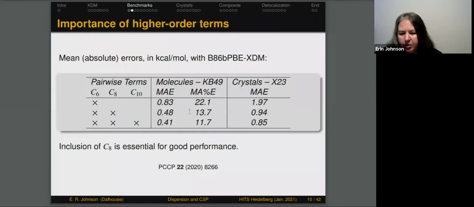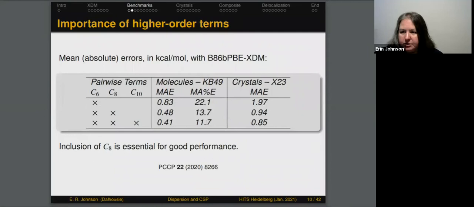However, if you include the C8 term in the dispersion energy, you're roughly halving your errors. So the C8 term is really essential for good performance. You can get the errors down to under half a kcal per mole for the KB49 or under 1 kcal per mole for the X23. Including up to C10 gives you a slight benefit in performance across both of the sets. But the C8 itself is really essential.